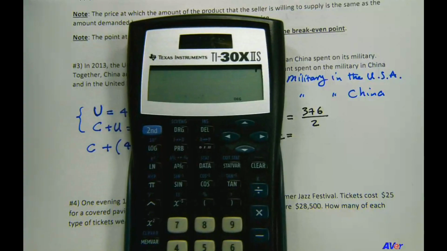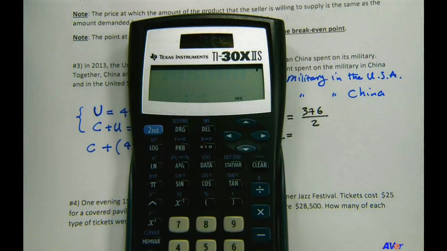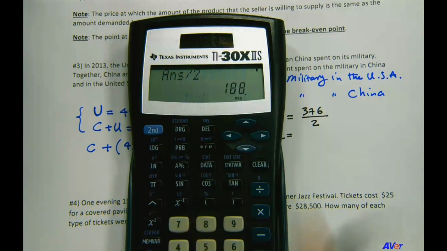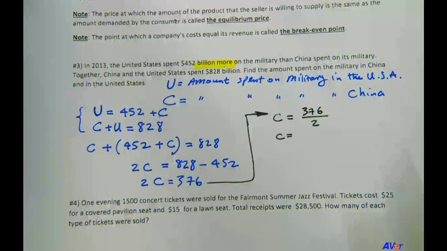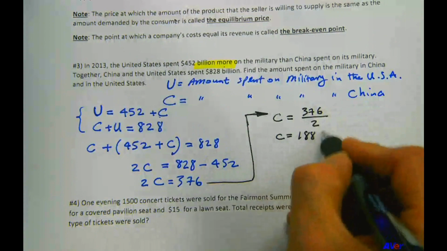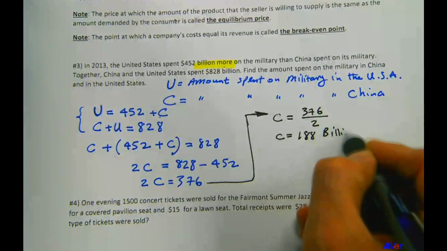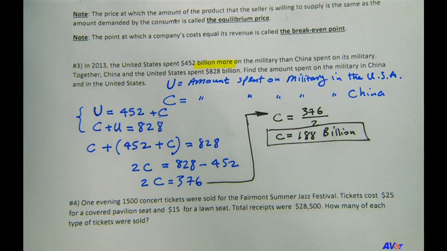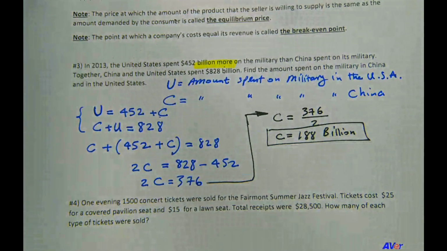376 divided by 2, $188 billion. That's the amount spent on military in China in 2013. So what was it for the United States then?